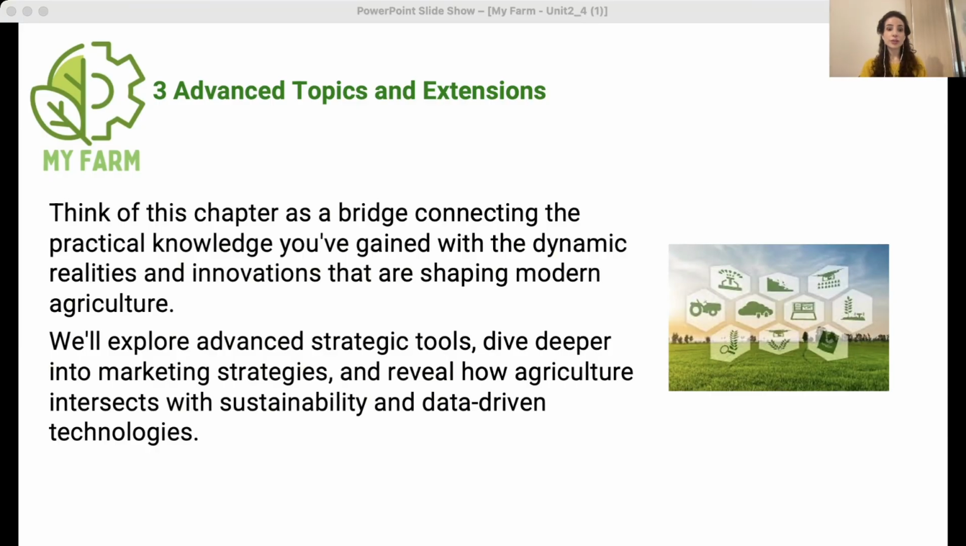You can think of this chapter as a bridge. It connects the practical knowledge you have already gained with the rapidly changing realities of modern agriculture. In this section, we move into more advanced strategic tools, take a deeper look at marketing decisions, and explore how agriculture increasingly intersects with sustainability and data-driven technologies.